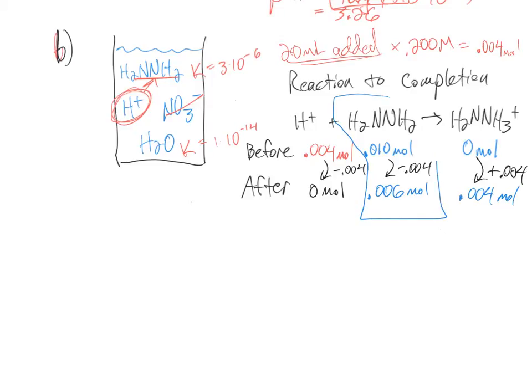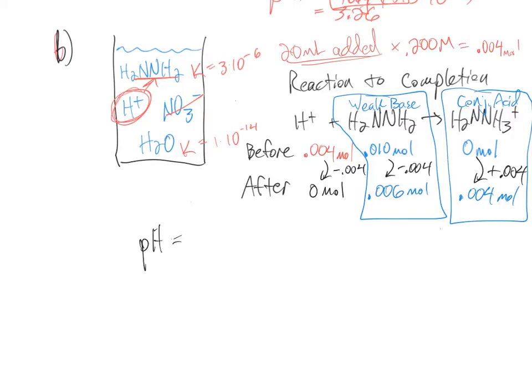Now we've completed our reaction to completion table. And at the end of it, we have some weak base, and we have some leftover conjugate acid of that weak base. As long as you have at least some weak base and some of its conjugate acid, you get to use the Henderson-Hasselbalch equation in order to find the pH of the solution.